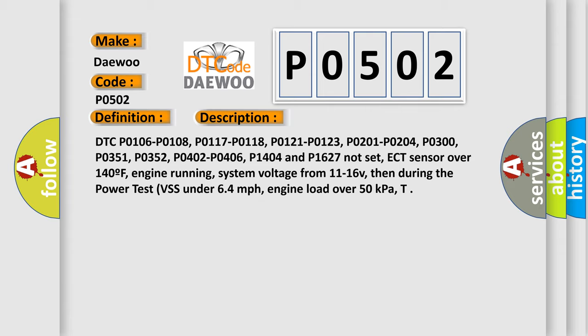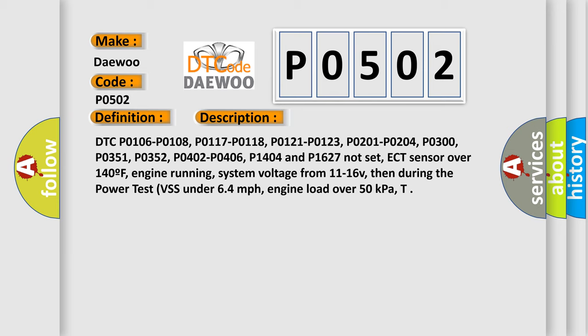DTC P0106, P0108, P0117, P0118, P0121, P0123, P0201, P0204, P0300, P0351, P0352, P0402, P0406, P1404 and P1627 not set, ECT sensor over 140F, engine running, system voltage from 11 to 16V, then during the power test VSS under 6.4 miles per hour, engine load over 50 kilopascals.